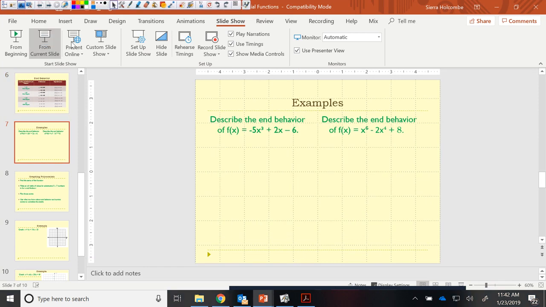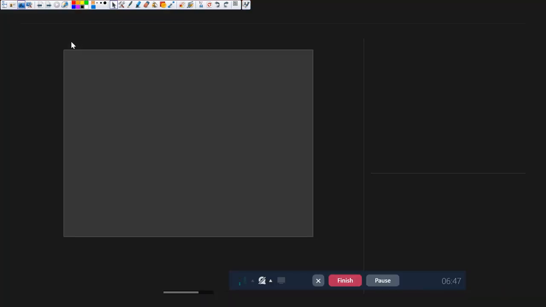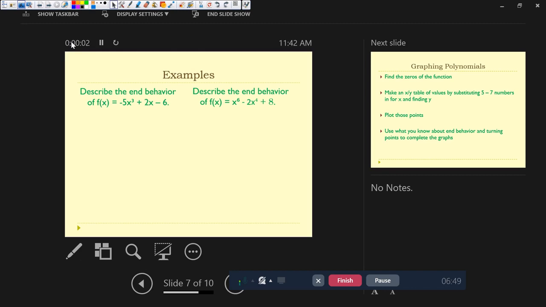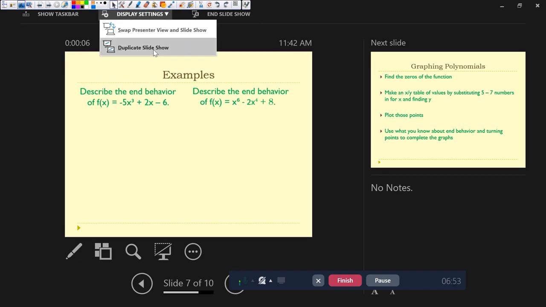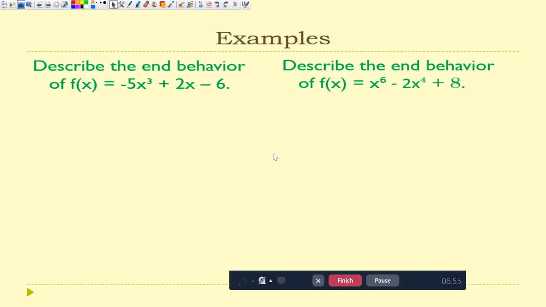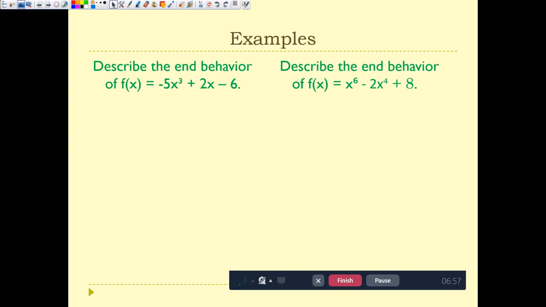So on your test, or at times, they're going to ask you to describe the end behavior. So what we're going to be writing down is exactly what it says by end behavior: x approaches positive infinity or x approaches negative infinity. Okay? And then the little arrow.